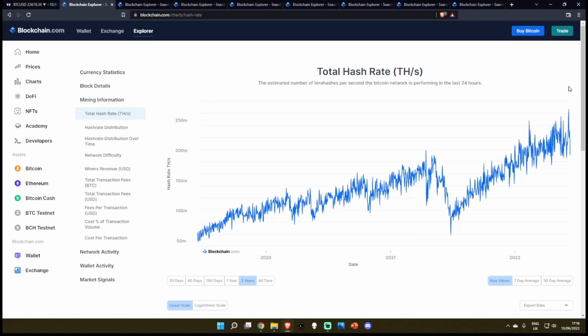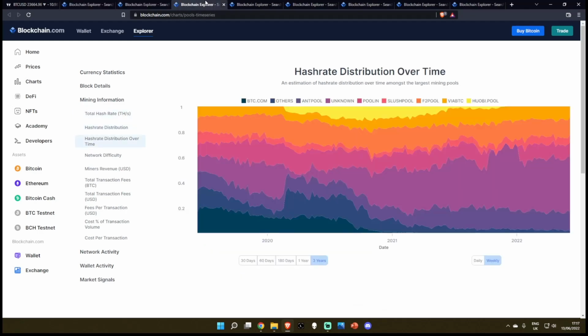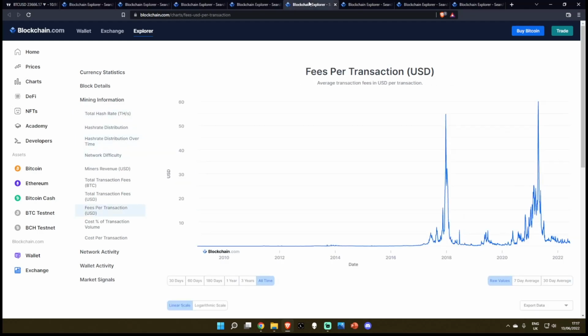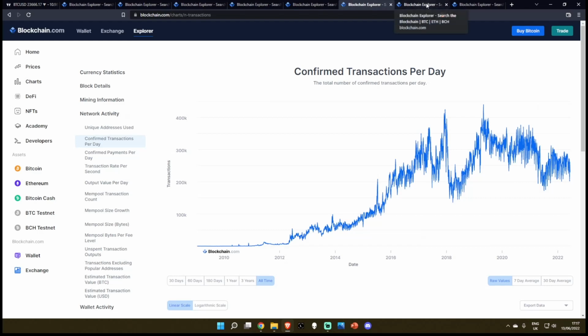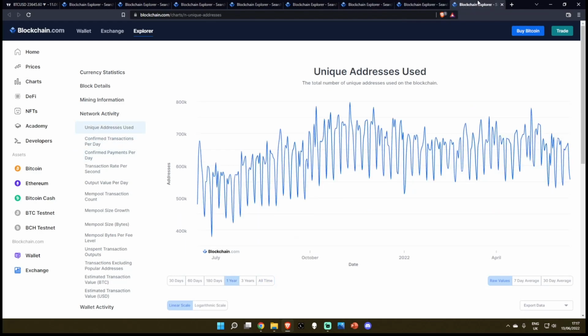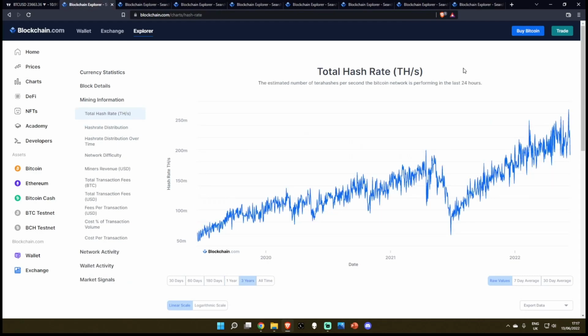So in today's video, Tick Tock Next Block, we're going to be talking about a plethora of on-chain metrics, from the hash rate distribution, the network difficulty, fees per transaction, confirmed fees, confirmed payments, and unique addresses used. So let's jump right into today's video.